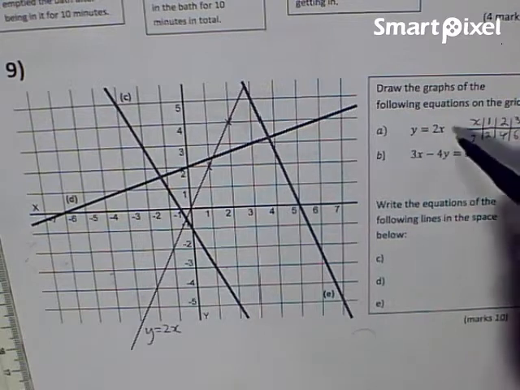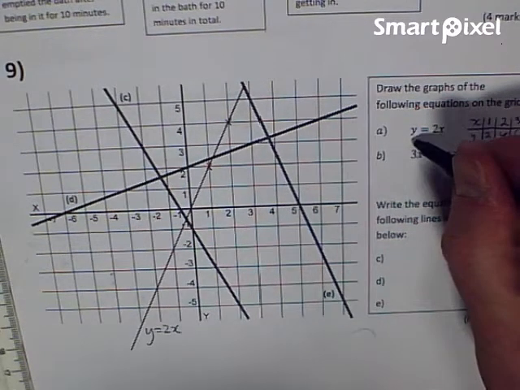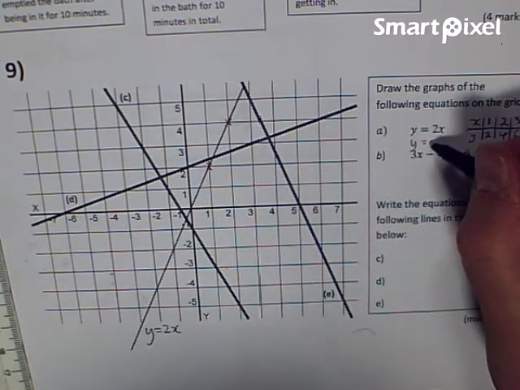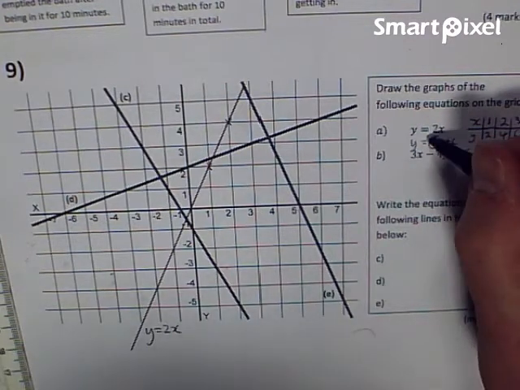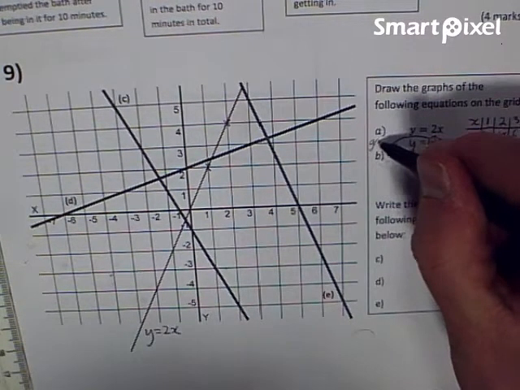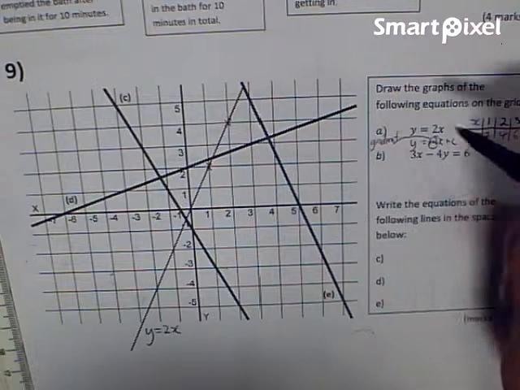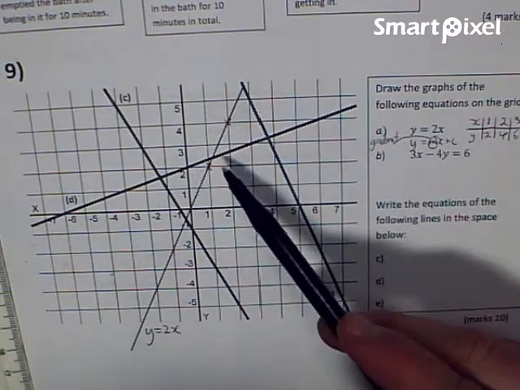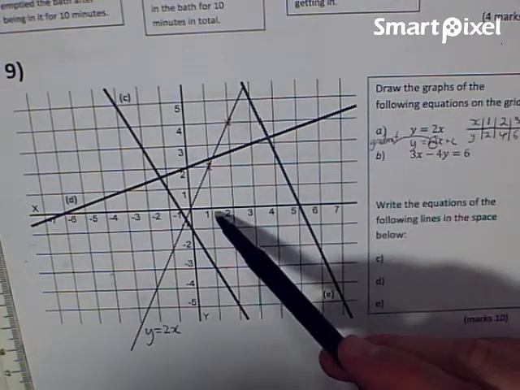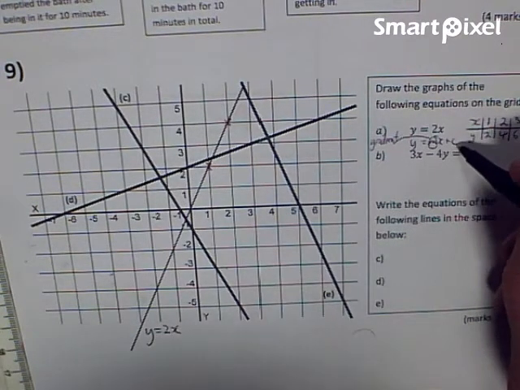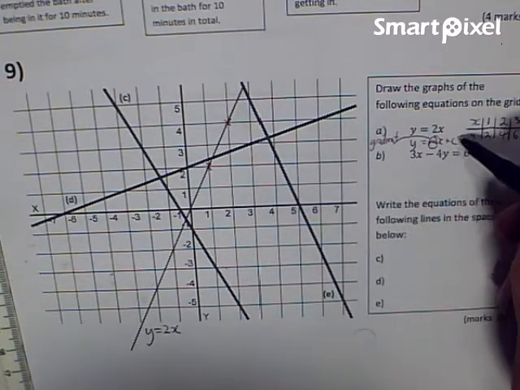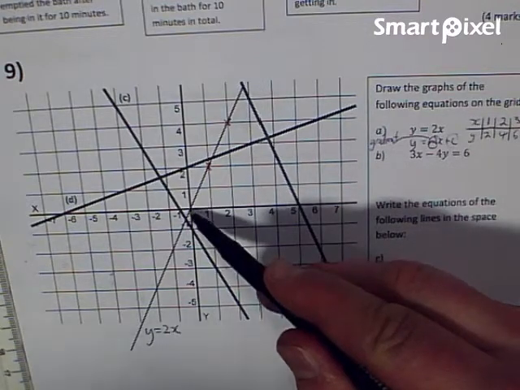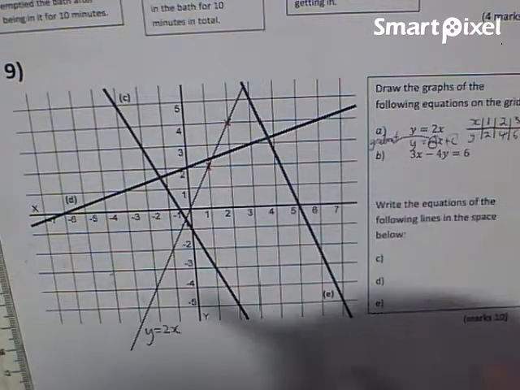The other way I could have done that was to think of it as being y equals mx plus c, where this m is the gradient. So I'd know my gradient is 2, which means that it goes up 2 for each one it goes across. And plus c, that's my y-intercept, where it crosses the y-axis. Because there's nothing there, that's the same as plus 0. So it must go through at 0. So I've got a gradient of 2 going through 0.